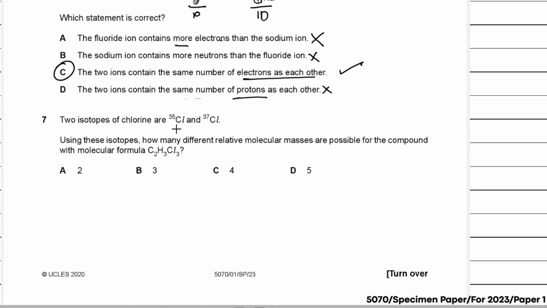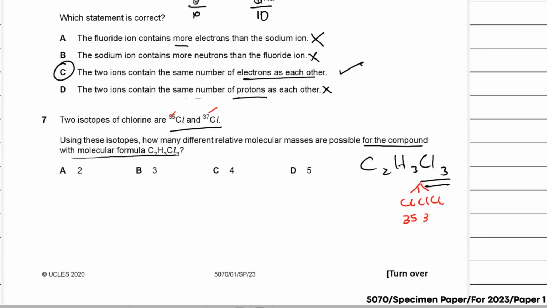Okay, two isotopes of chlorine, chlorine-35 and chlorine-37, are present. Using these isotopes, how many different relative molecular masses are possible for the compound with molecular formula C2H3Cl3? Alright, so Cl3. Now let's try to go ahead and do some probability. We've got 2 isotopes, so obviously these have different masses. So we can form a compound with 3 chlorine. There are 3 chlorine present, Cl, Cl, Cl.